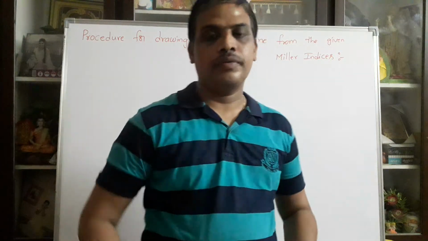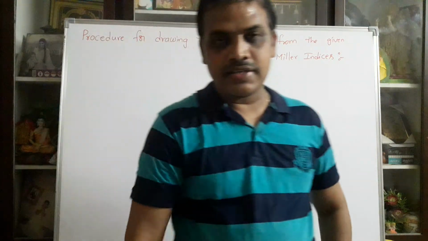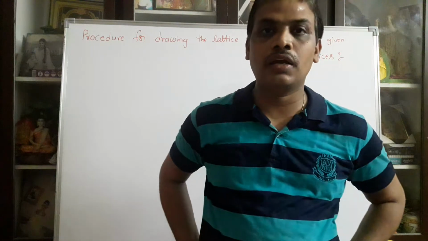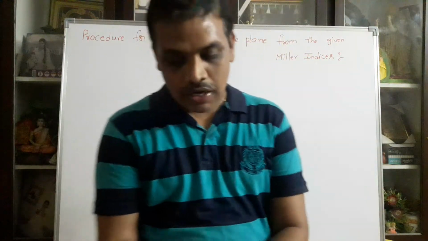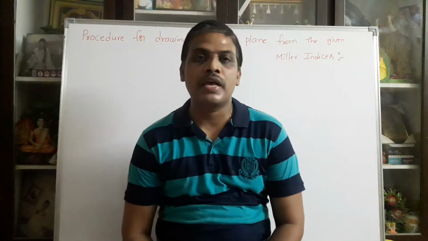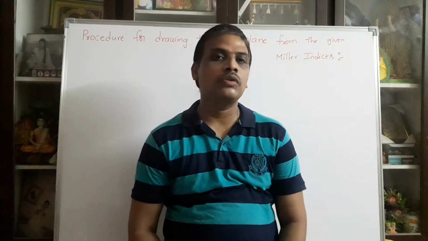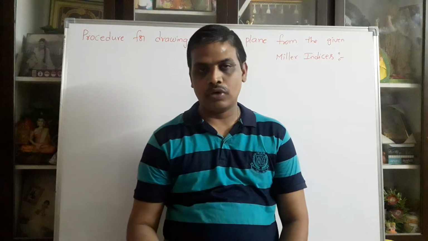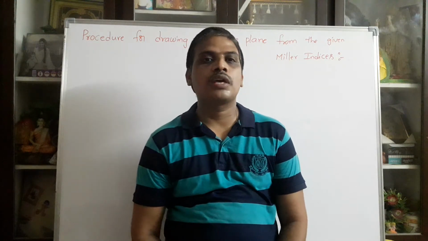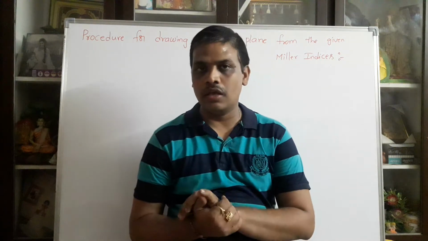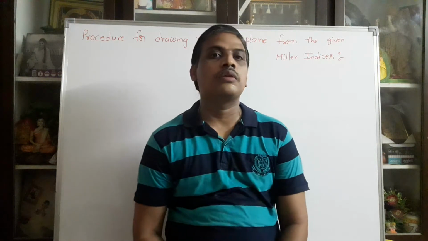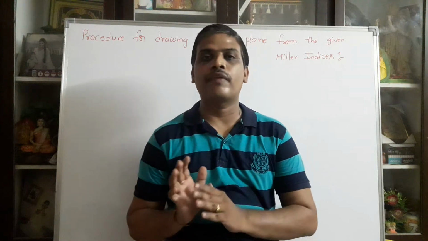Hi students, in our yesterday class we discussed how to calculate Miller indices. Miller indices are calculated based on the lattice intercepts A, B, C, which are known. You can take their reciprocals, and those reciprocal values can be taken as Miller indices. Generally, our Miller indices are only integers, not fractional values.